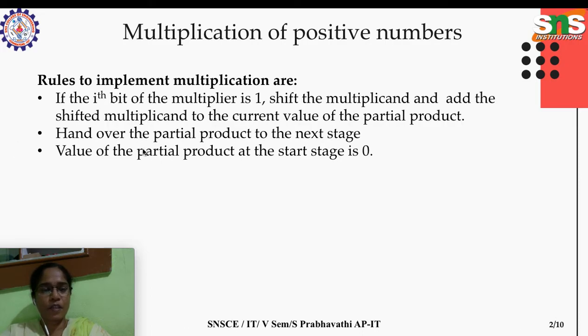That's it. Then the value of the partial product at the starting stage is 0. Initially we have to design a circuit so that the initial value of the partial product is 0. So these 3 points we need to consider for the circuit design of multiplication of positive numbers.